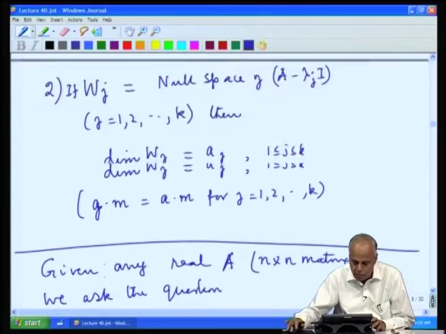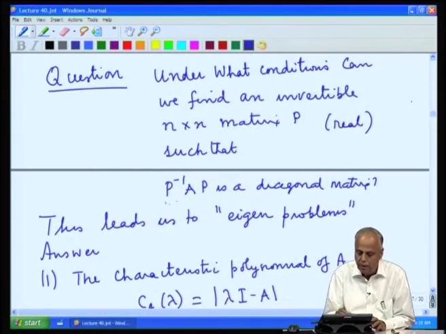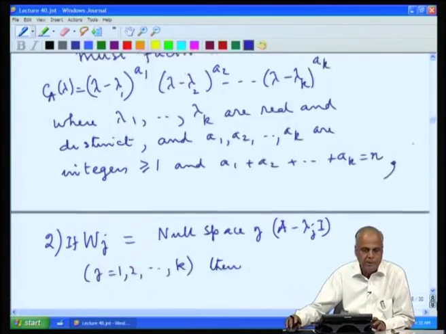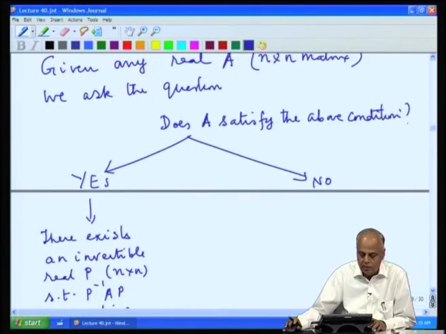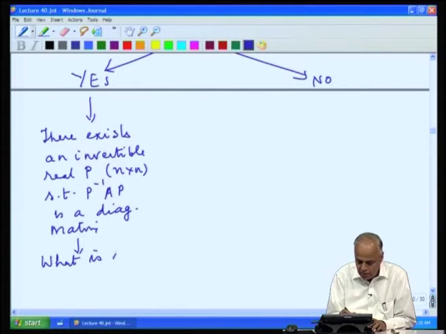So, our question was, under what conditions does there exist a P such that P inverse A P is a diagonal matrix? We have got these two conditions. Now, we ask whether matrix A satisfies these two conditions, and the answer is yes. Therefore, there must be a P. What is such a P?